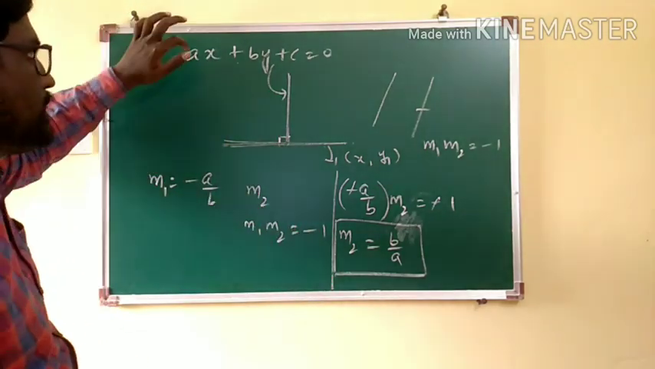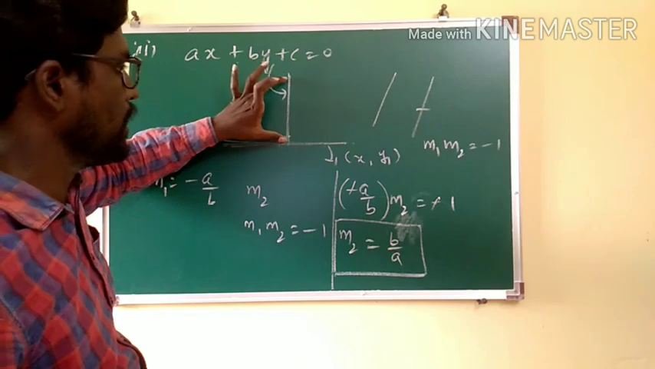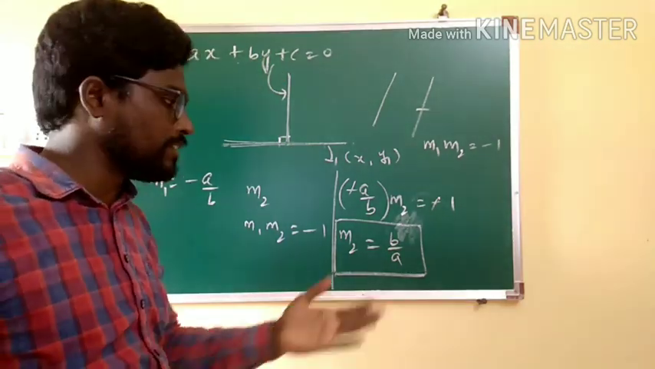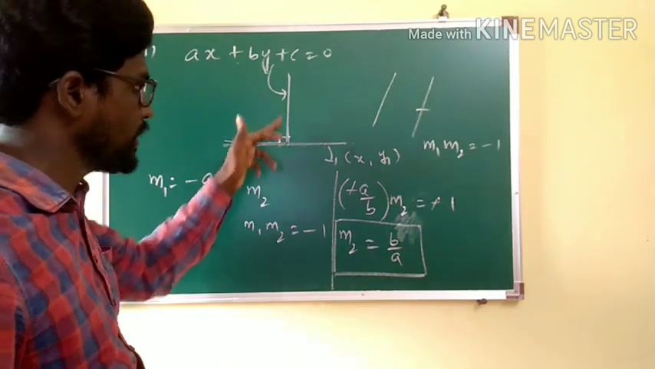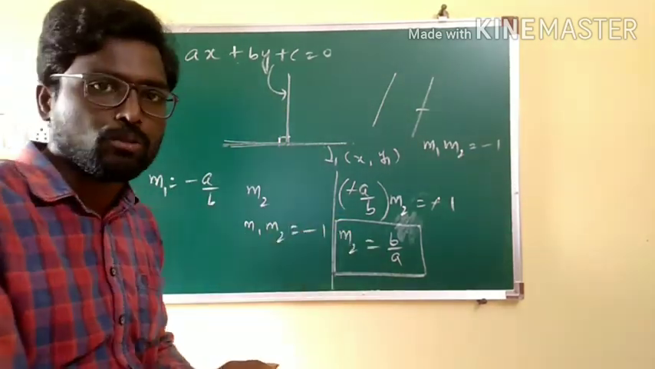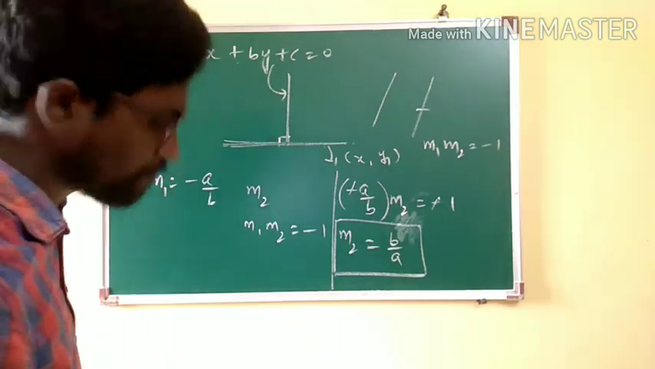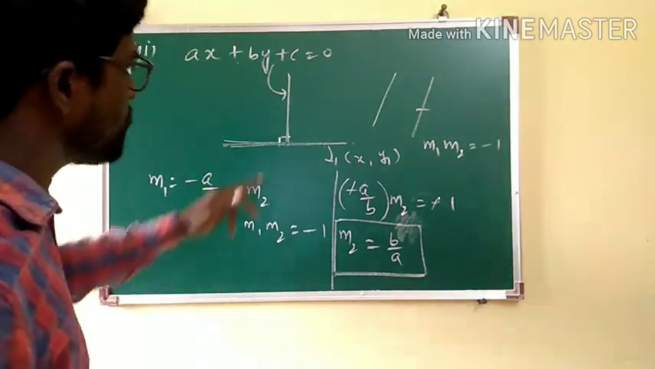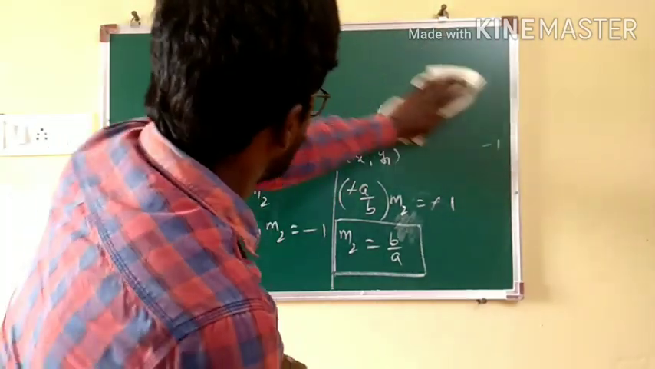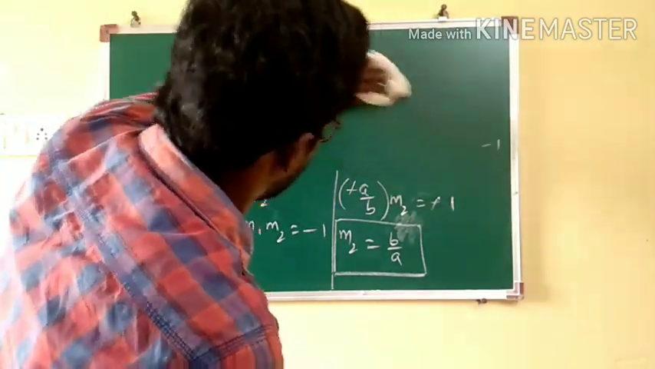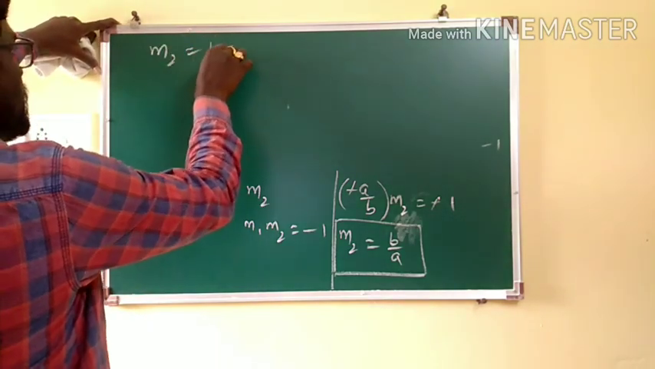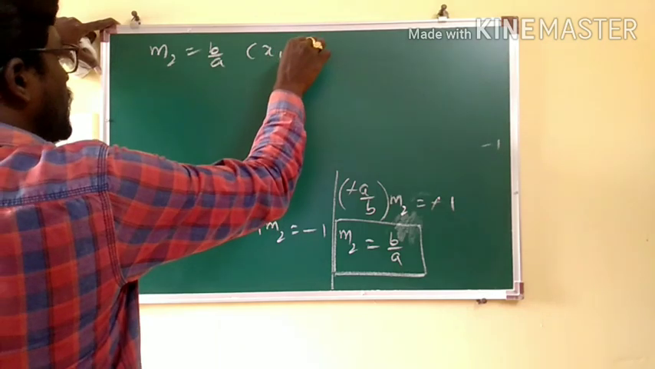If m1 is minus a by b, meaning the slope of the given line is minus a by b, then the slope of the required line is going to be b by a, because these two lines are perpendicular, and hence it is obtained by the condition m1 into m2 is equal to minus 1. Now, we know the slope of this line, and this line is passing through which point? It is passing through the point x1 y1. So m2 is equal to b by a and the point is x1 y1.